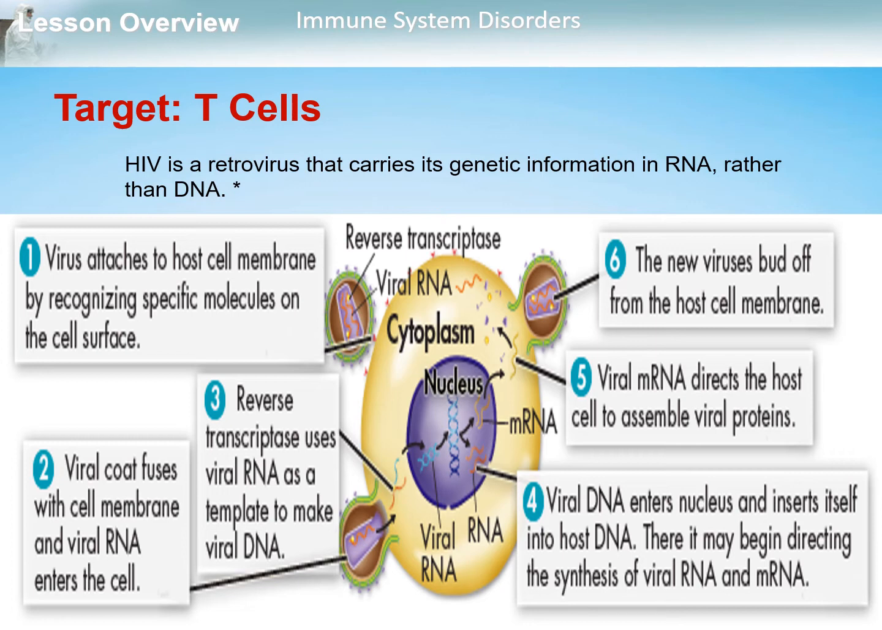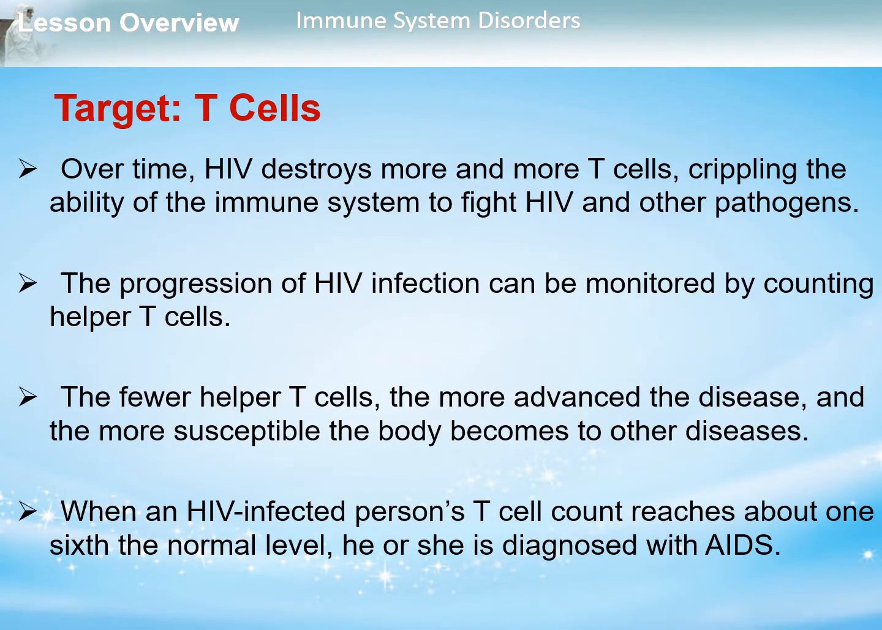Once inside the cell, the virus directs the cell to produce many new viruses. These new viruses are quickly released back into the blood where they can infect new cells. So that is the mechanism of how HIV can invade the immune system of the host. Over time, HIV destroys more and more T cells, crippling the ability of the immune system to fight HIV and other pathogens that may enter the body.